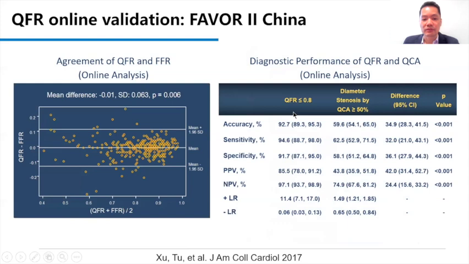Later, we performed the FAVOR II China and FAVOR II Europe studies. The FAVOR II China study was published in JACC, and demonstrated that when the QFR was used in procedure, online during the procedure, as you can see, there was high diagnostic concordance with FFR. The accuracy was 92.7%.